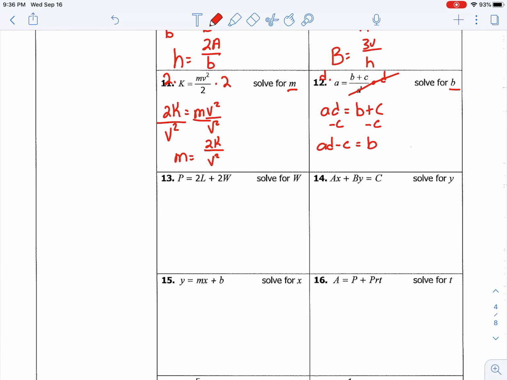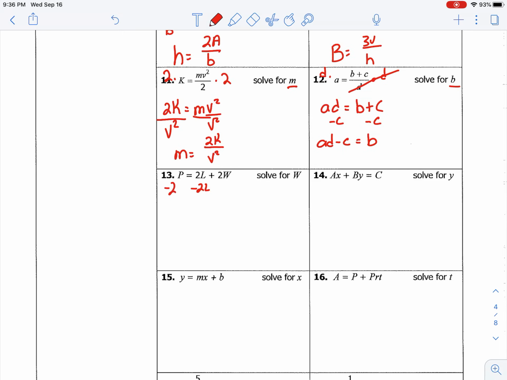Solving for W. We're going to subtract the 2L. So P minus 2L is equal to 2W. We're getting W by itself, so we're going to divide the 2 out of there. So that means that W is going to be P minus 2L all over 2.